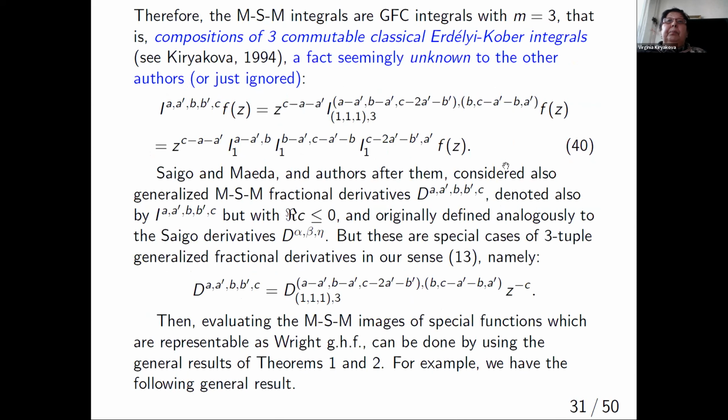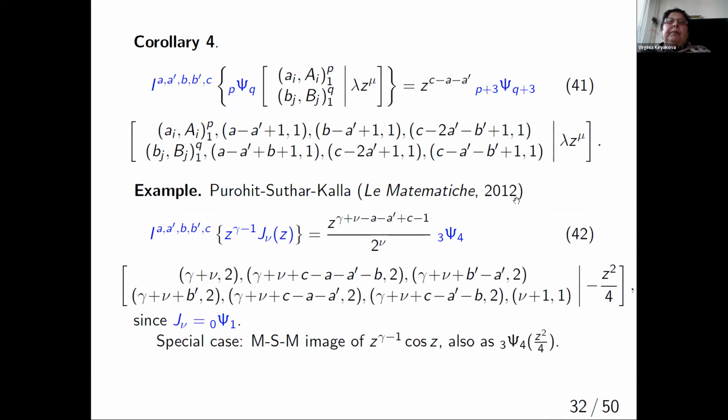Then we have these operators that can be represented as compositions of 3 classical operators of fractional calculus, and we can apply our general results. So in the general case, we have the MSM operator of the P psi q function, that is always the same kind of function where P and Q are increased always by 3. And naturally, many examples from other papers have results which are well predicted by our general results.